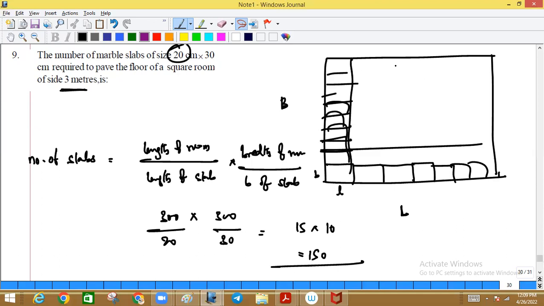So it will be multiplication. Number of boxes overall, you count here, it is 10, it is 15. Therefore, 10 into 15, you say it is 150 slabs. So simply divide the length of room by length of slab, divide the breadth of room by breadth of slab. Or else simply area of the room by area of the slab also works. Same thing.